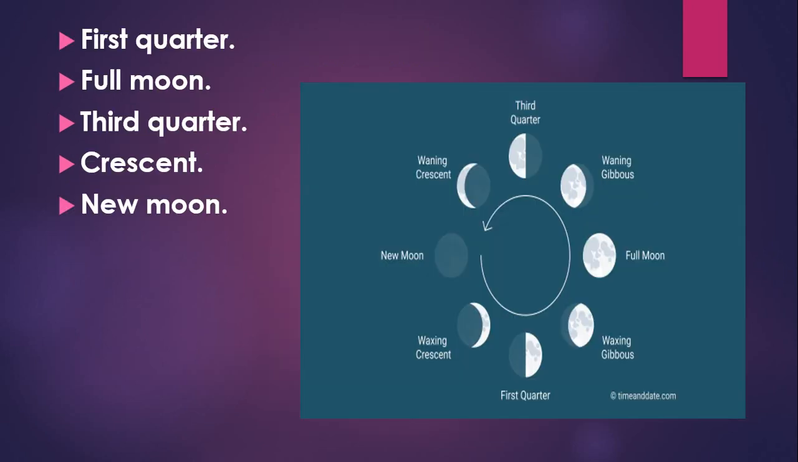During the lunar cycle, the moon changes its phases. I will start from here. We call this phase the first quarter. In the first quarter, the moon looks like half a circle and the light part is on the right side here. Then the light part gets bigger and we say the moon here is waxing.